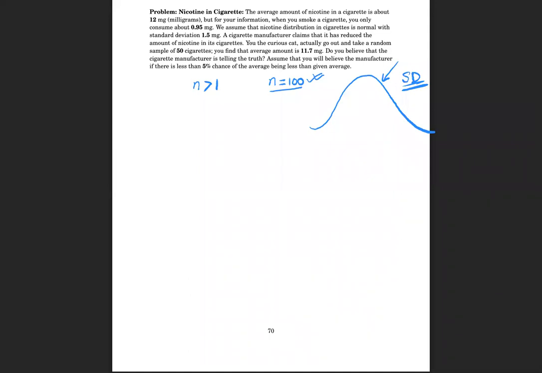Now, sampling distribution has a mean, which is denoted by mu sub x bar, this little x bar in the bottom right. That means the mean of this sampling distribution with sample size, let's say 100, is the same as the mean of the population. For the population, remember, sample size is 1. This is your population shape.